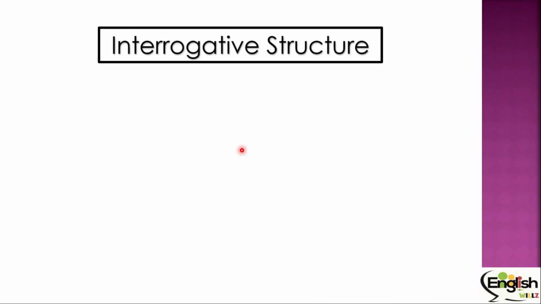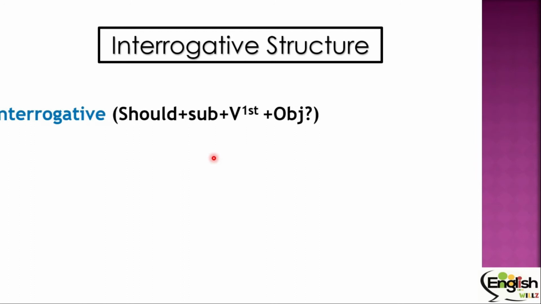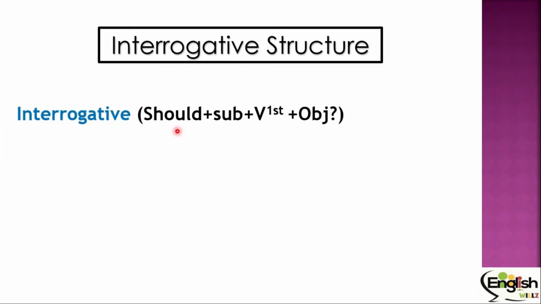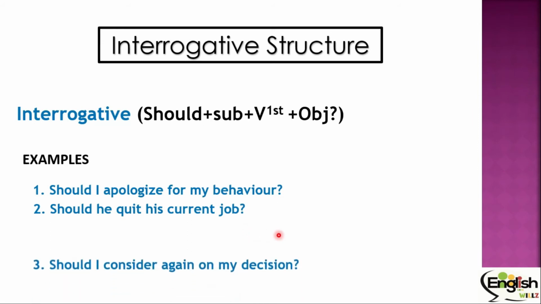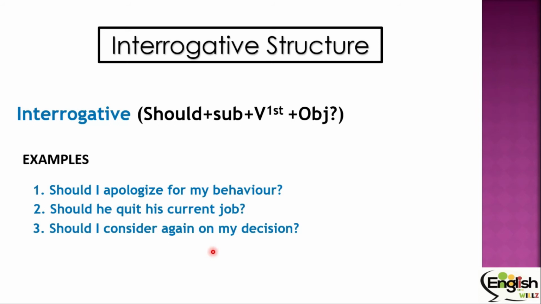Now let's talk about the interrogative structure. If you want to form an interrogative or a question sentence, you have to use should in the beginning, then subject, first form of the verb, object and question mark. Let's take the examples. Should I apologize for my behavior? क्या मुझे अपने रवैये पे माजरत कर लेनी चाहिए या माफ़ी मांगनी चाहिए? Should he quit his current job? क्या उसे अपनी मौजूदा नौकरी को छोड़ देना चाहिए? Should I consider again my decision? क्या मुझे अपने फैसले पे दोबारा गौर करना चाहिए?